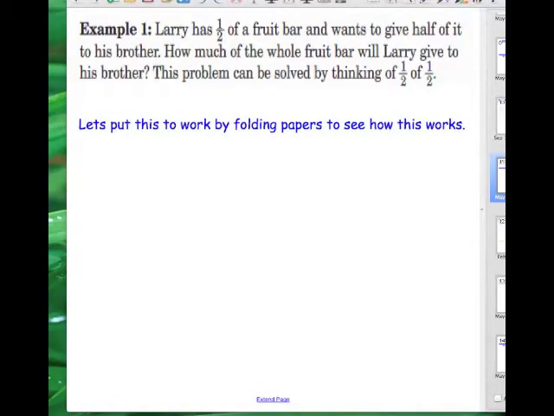Okay, so now that we've done fractions of a whole, we're going to do fractions of a fraction. And to start out, we're going to do example 1. Larry has 1/2 of a fruit bar and wants to give half of it to his brother. This problem can be solved by thinking of 1/2 of 1/2. Let's put this to work by folding papers to see how this works.